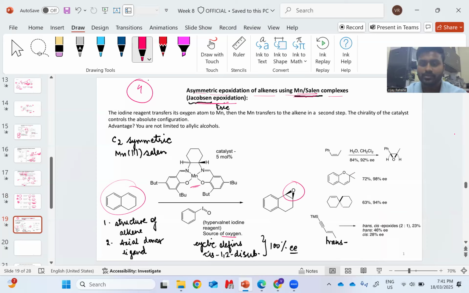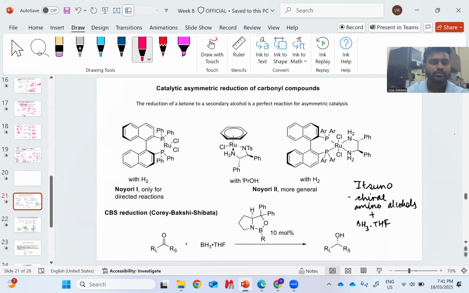You can see there are multiple examples here that I have noted. This is the first example, using this manganese based ligand and the hypervalent iodine reagent. It gives the enantioselective product formation, and you can see different kinds of olefins leading to the formation of different epoxides in an enantioselective fashion, with about 98% enantiomeric excess, about 94% excess in many examples.